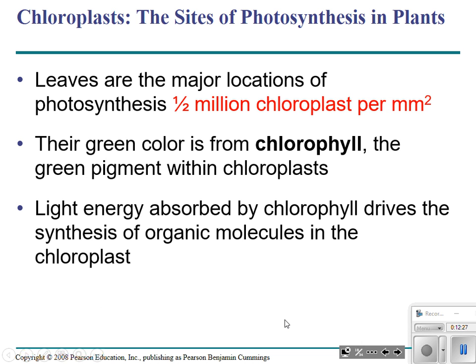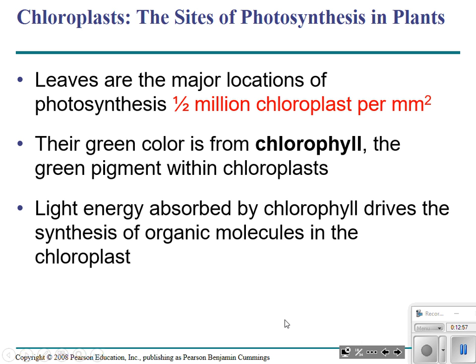Light energy absorbed by chlorophyll drives the synthesis of the organic molecules in the chloroplast. So, the chlorophyll is what absorbs the light energy needed for photosynthesis.